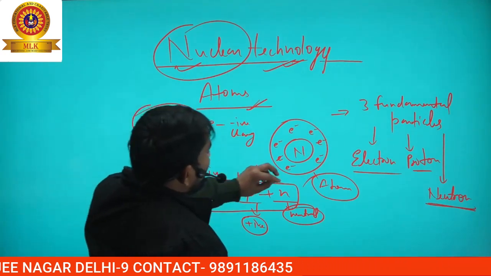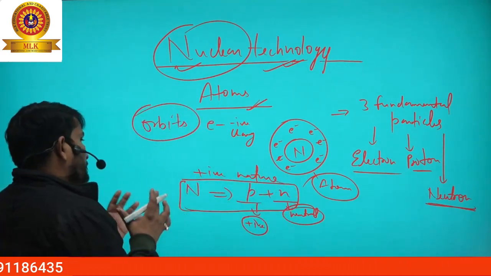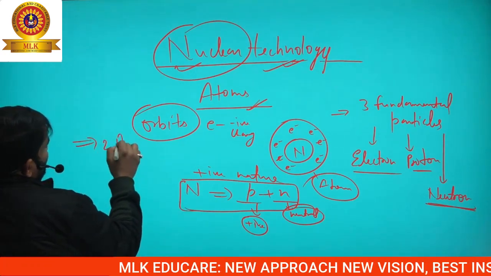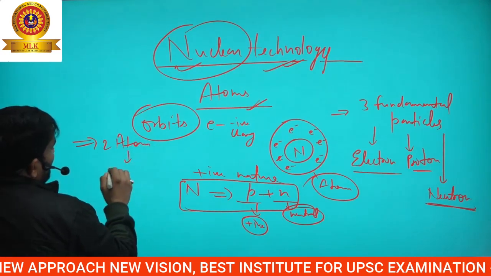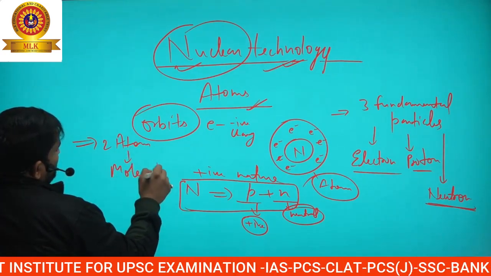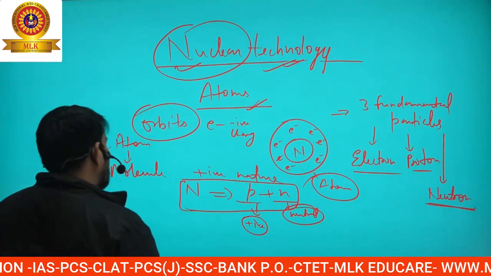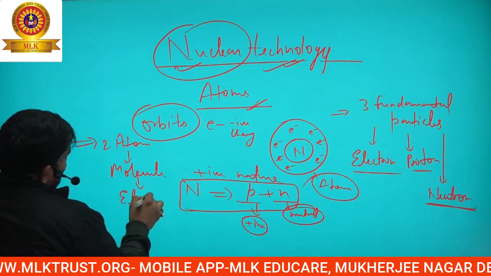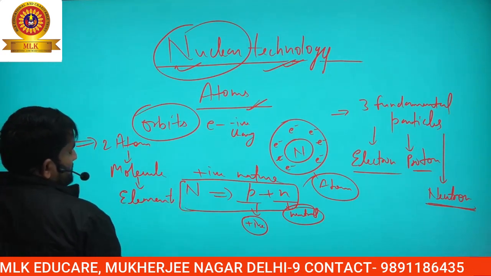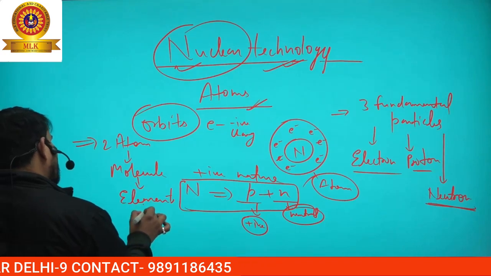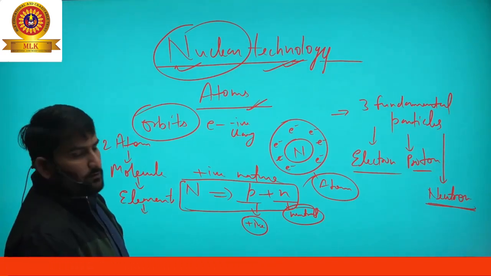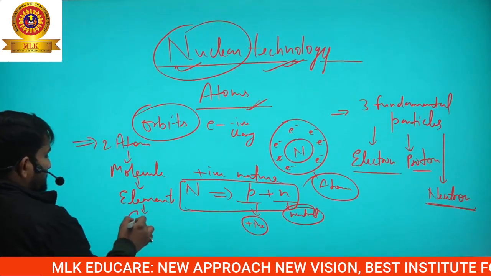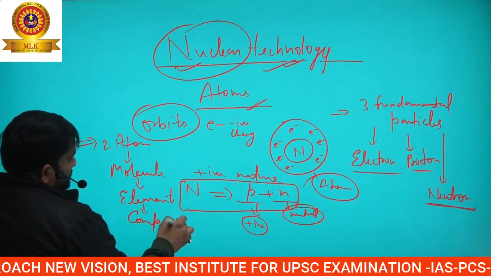Now the atoms are fused together, and when two atoms are fused they form the molecule. Then molecules are fused and they form the element. Okay, they form the element, and when the elements are available in a definite ratio, this is called the compound.